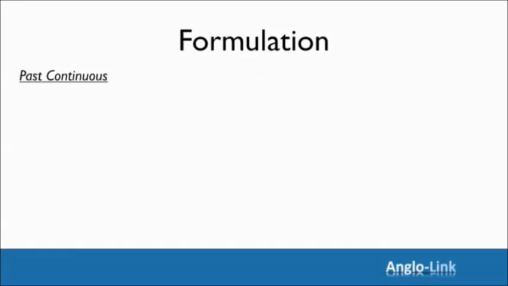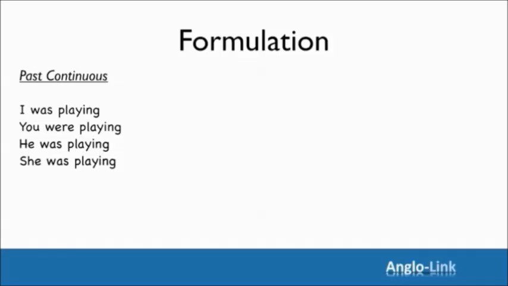Start by looking at the formulation. Past continuous. The verb to be in the past and the ing form of the verb. I was playing. You were playing. He, she, it was playing. You, we, and they were playing.